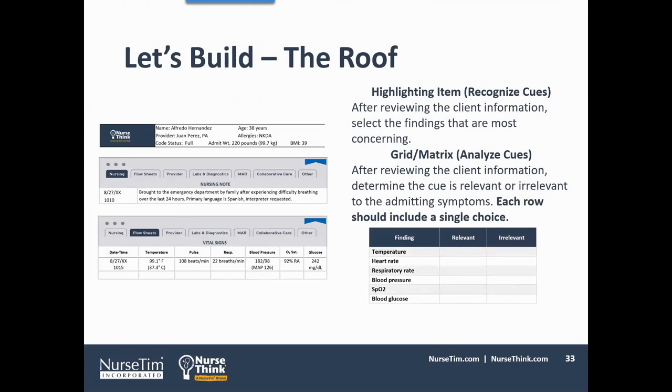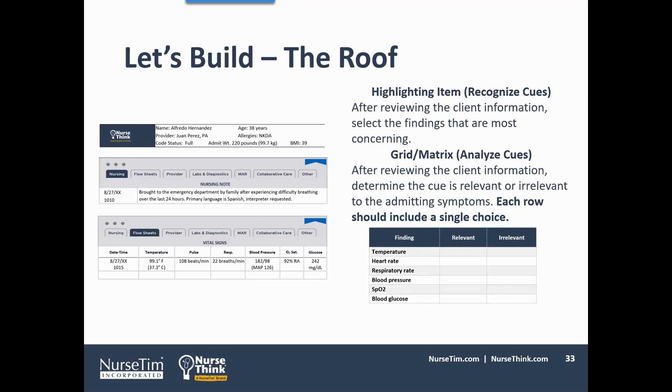Now, as I continue on my journey, my second question has to do with analyzing cues, because I want to hit every one of those steps. And remember, we go back to that card that tells us a stem. I select one of those. In this case, the stem I chose is, after reviewing the client information, determine if the cue is relevant or irrelevant to the admitting symptoms. And for each row, I should choose a single choice. So this is a multiple choice grid matrix question that's analyzing cues.